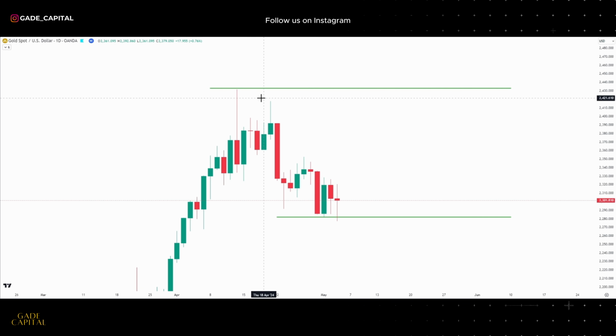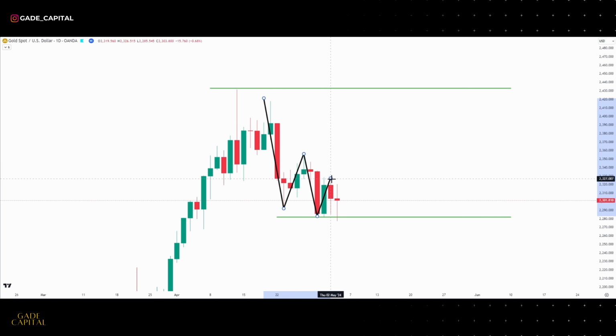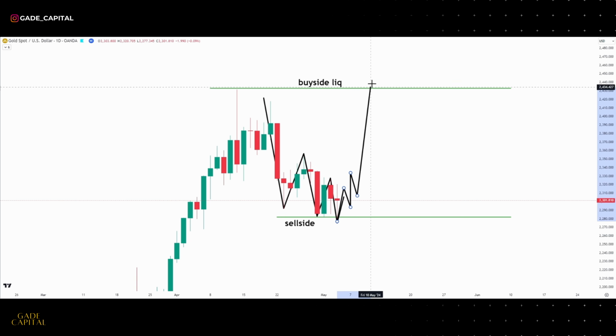So on daily time frame also we can see that price created low with a wick, created high, created low, and then this candle broke the structure with the wick and then closed inside. This indicates that price is going to the upside and rejecting this level. So this is our sell side liquidity which is taken out, and this is our buy side liquidity. So we need to look for change of character at this level and price will continue to the buy side liquidity.